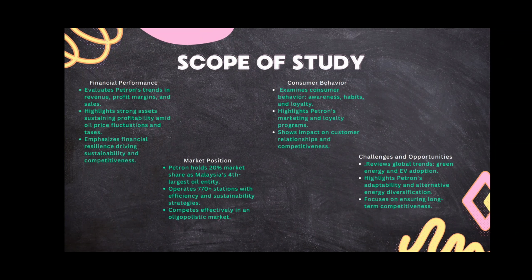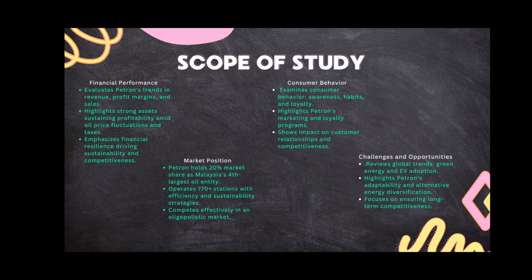For the market position, Petron is currently the fourth largest oil and gas company in Malaysia with a 20% market share. The main competitors in the market are Petronas, PDB, Shell, Caltex, and VS Petro. Petron operates over 770 service stations nationwide.